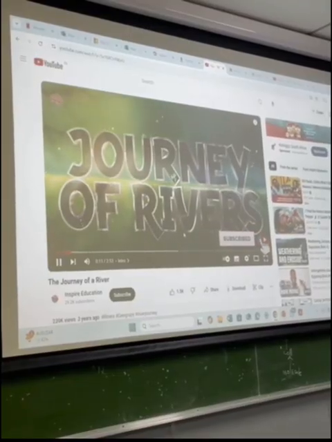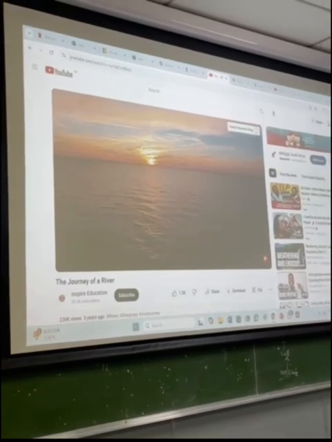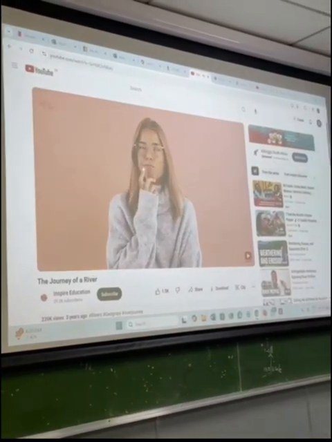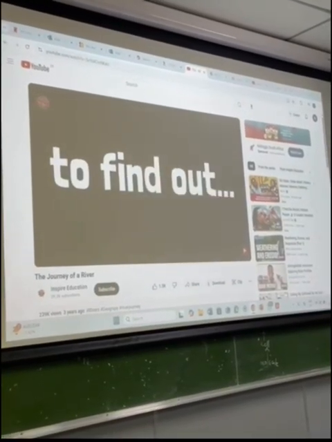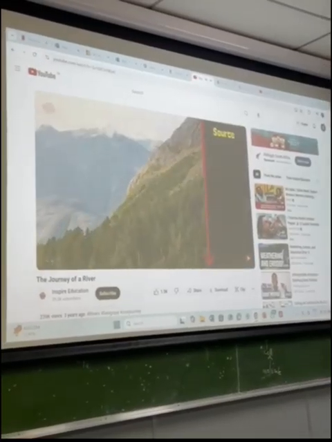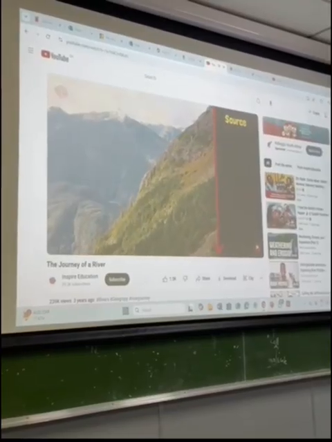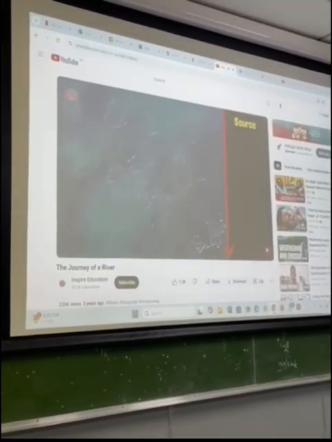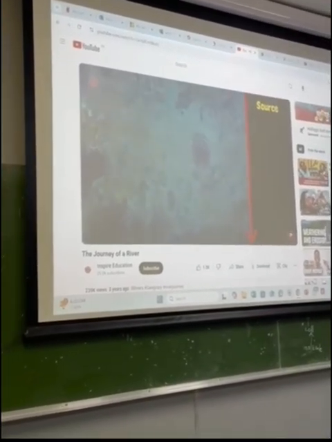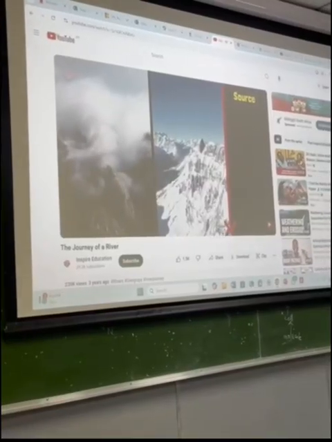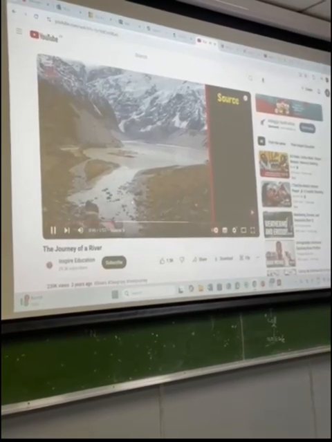The journey of a river. Oceans and seas are always full to the brim, but where does the water come from? Let's take a journey from source to sea to find out. Source. The start of our river journey, high up in the mountains and hills, is called the source. Sometimes the water source is a natural spring where water bubbles up from deep underground. Often the source is rainwater and melting snow running downhill, gathering speed as it goes.